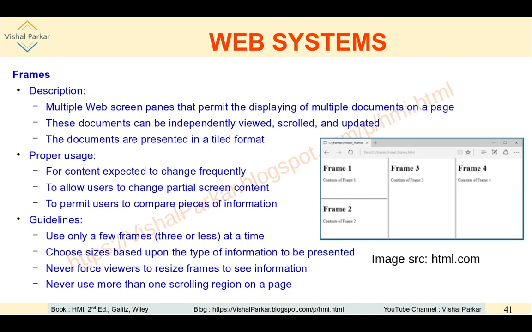Frames. A web page may have frames, which are different web screen panes that permit the displaying of multiple documents on a single page. These documents can be independently viewed, scrolled independently, and even updated. The documents are presented in a tiled format, as can be seen here. In the same web page there are multiple frames, four frames available, and different contents can be contained here and independently viewed or scrolled.